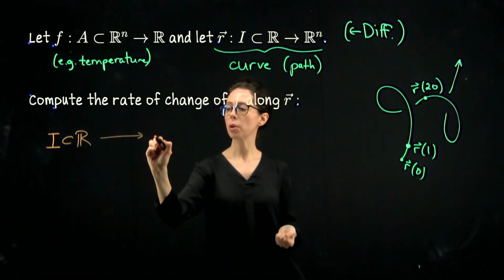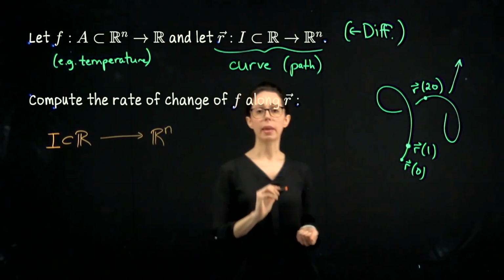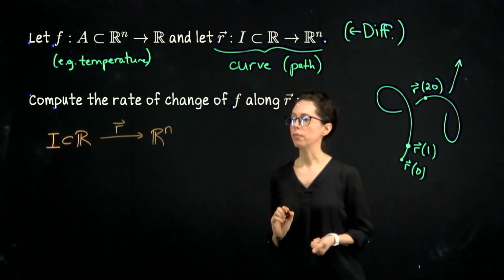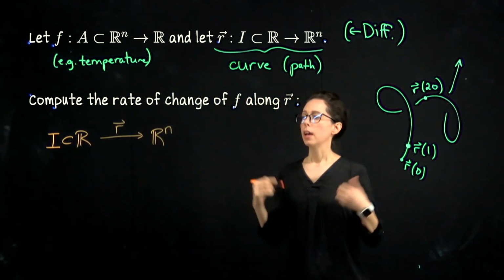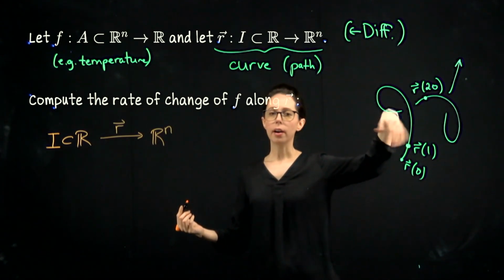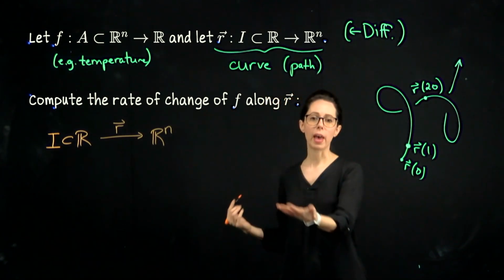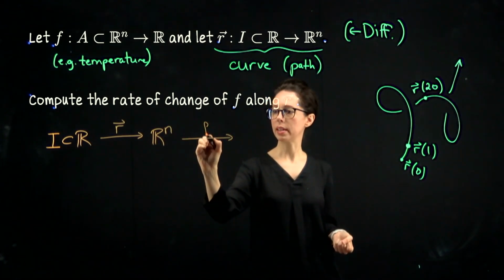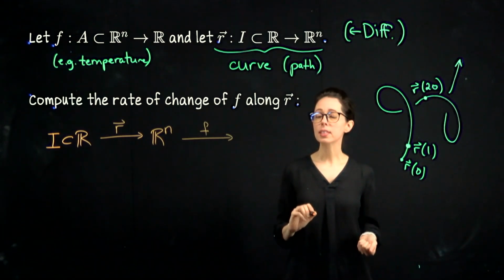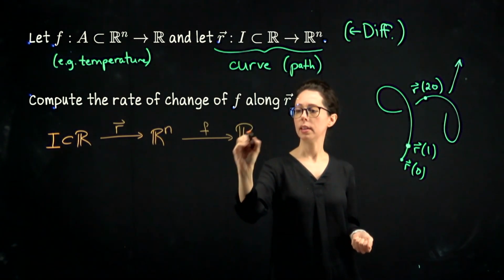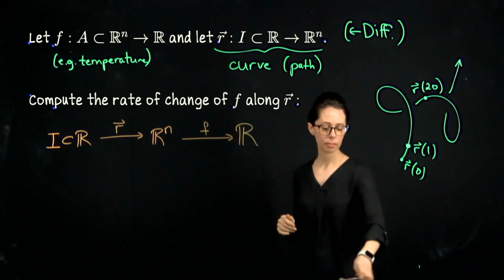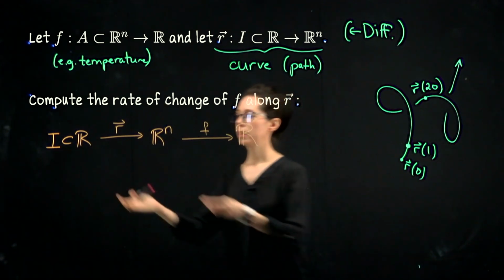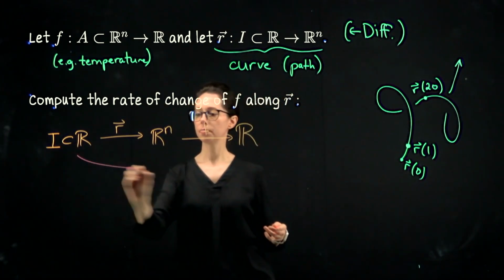That sends us to some domain in n-dimensional space, through the action of R. Imagining that the image of R, the curve, lands inside of the domain of F, otherwise we wouldn't be doing the composition. Let's take this and plug it into F. F is scalar valued, so that actually lands us back in real numbers. So when we look at the composition F of R, we start in R and we end in R.